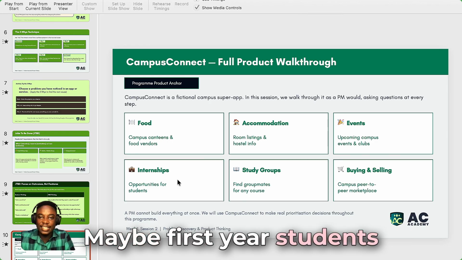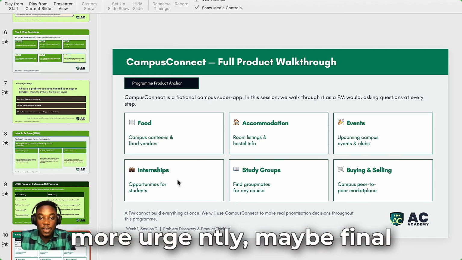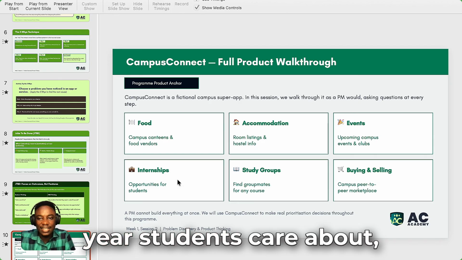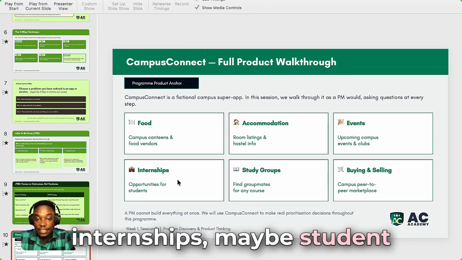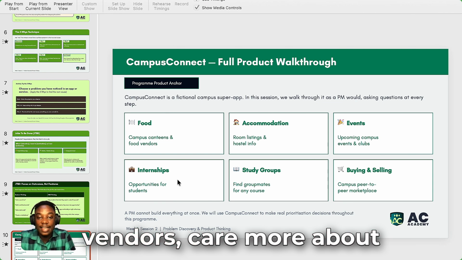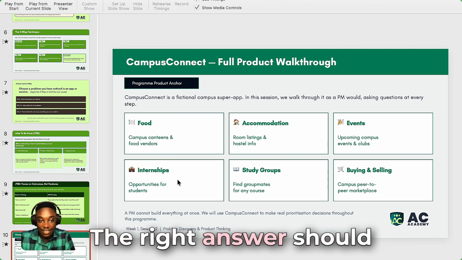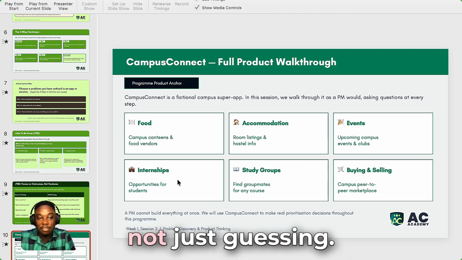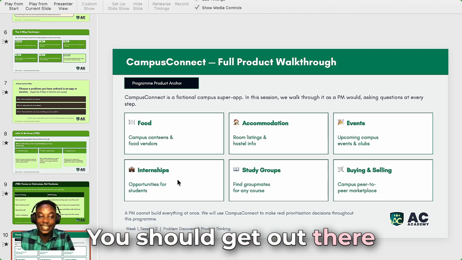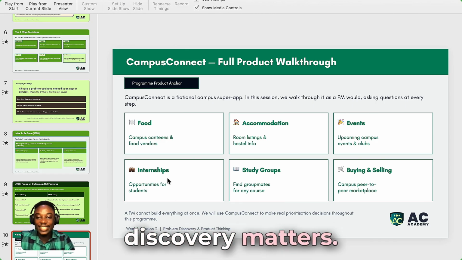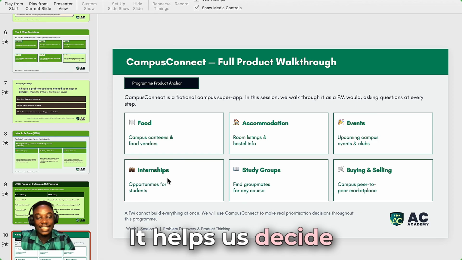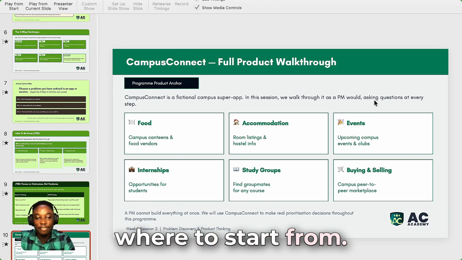Maybe first year students need accommodation and food more urgently. Maybe final year students care more about internships. Maybe the student vendors care more about the marketplace. The right answer should come from research, not just guessing. You should get out there and do your research. Yes. So that is why discovery matters. It helps us decide where to start from.